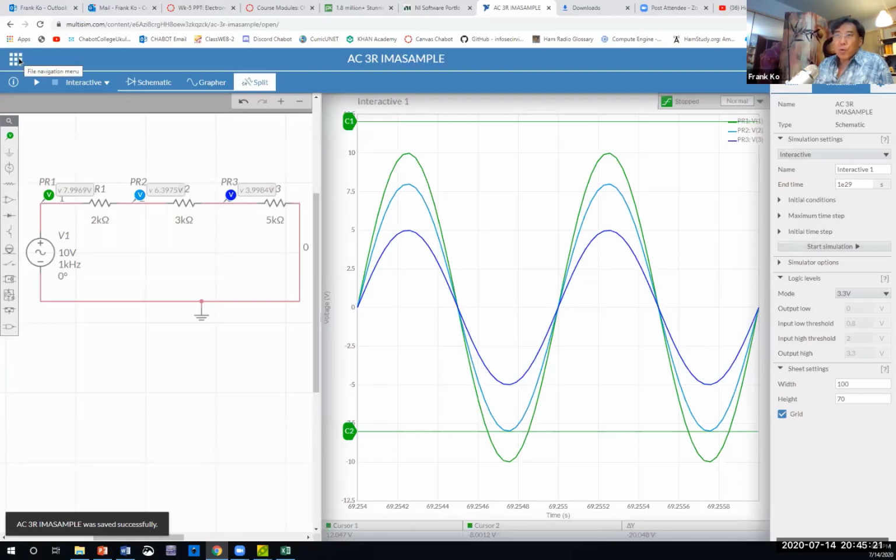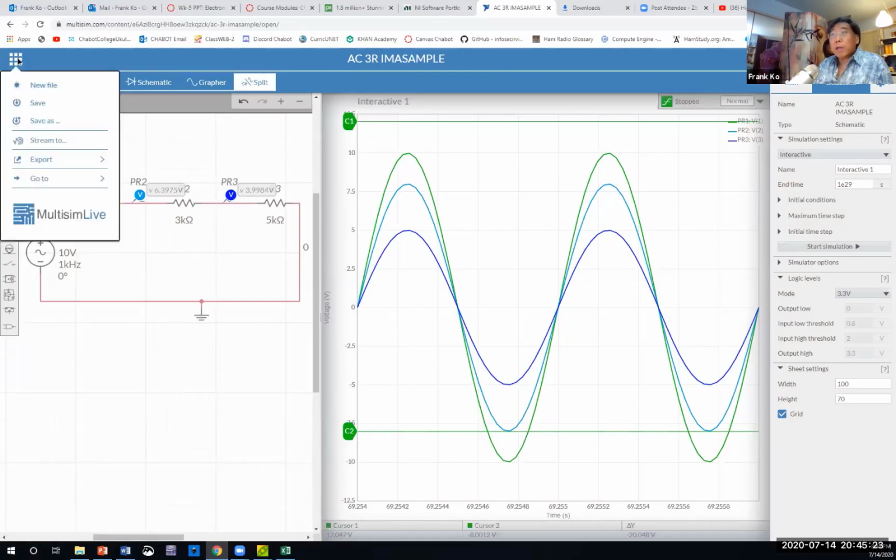So if you go up here and we want to see other things, you will be able to see other things that you've built. I'm going to do one more new one.